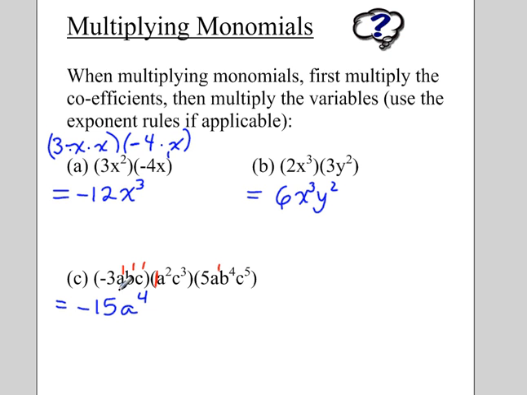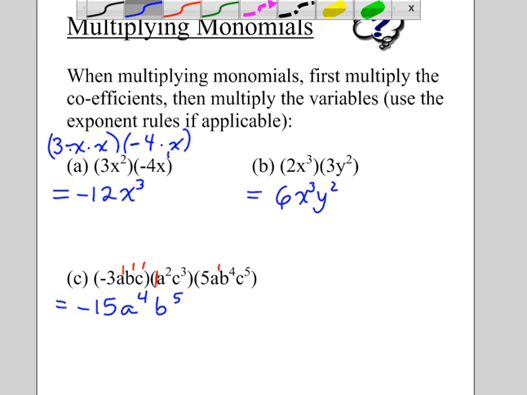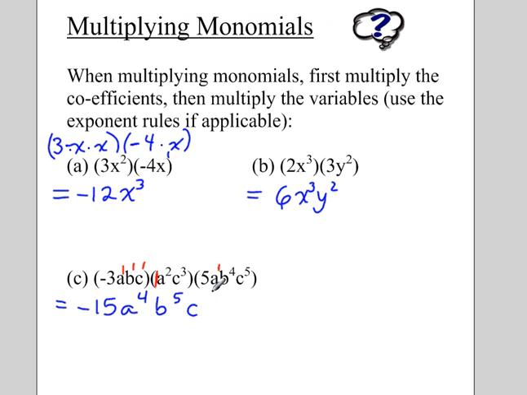Now let's look at the b's. B to the 1, we have no b's there, and we have b to the 4. If we added those up, that would be b to the 5. And finally, let's look at the c's. We have c to the 1, c to the 3, and c to the 5. When we add those exponents, we get c to the 9. And that will be our final answer because these bases aren't the same, so we can't go any further. So that's how you multiply 2 or 3 or more monomials together.